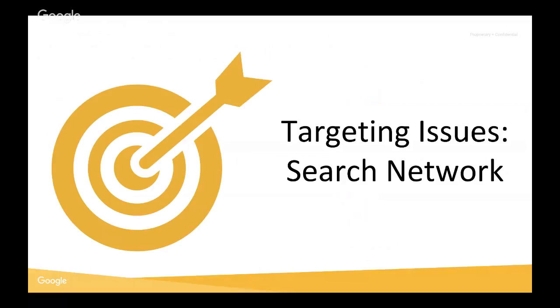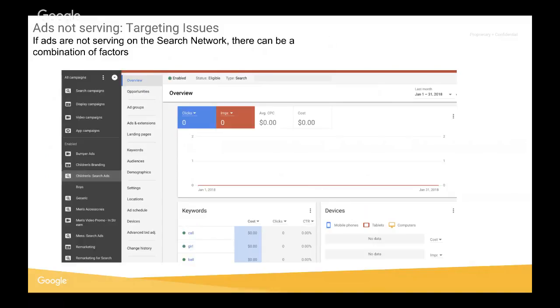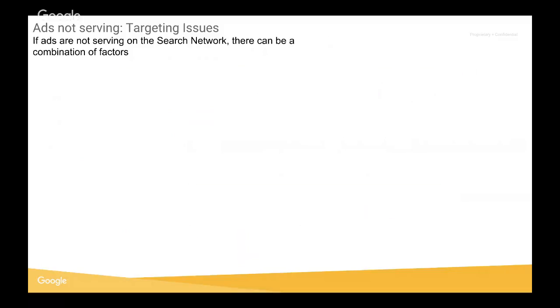Okay, moving on. There's certain other issues that can also cause ad serving restrictions. I'm just going to go through a few issues in the search network that can cause that. Let's say you're looking at a search campaign and you're seeing that there is no data, no traffic. What could be going on in that case? A number of things. Could be with the keyword status.